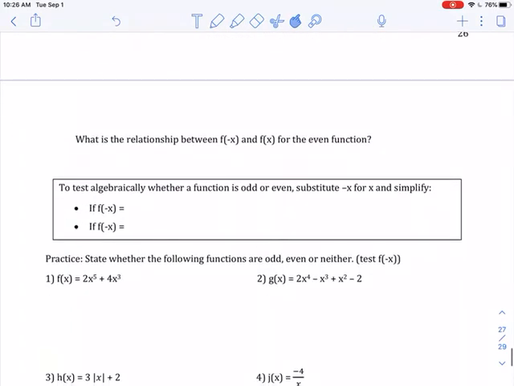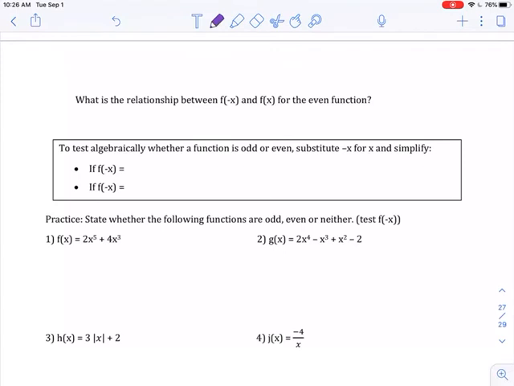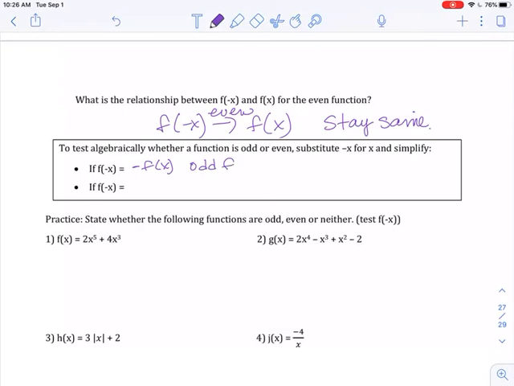When I substitute in negative x, and I have that written on the next page, so we can just look over to the next page. What is the relationship between f of negative x and f of x for the even function? If I have f of negative x, the result is it stays exactly the same if it's even. So to test algebraically, if I don't have a graph, whether a function is odd or even, you substitute in negative x for x and simplify. If I substitute in negative x and it results in negative f of x, then it's going to be an odd function. This is like a little summary right here.